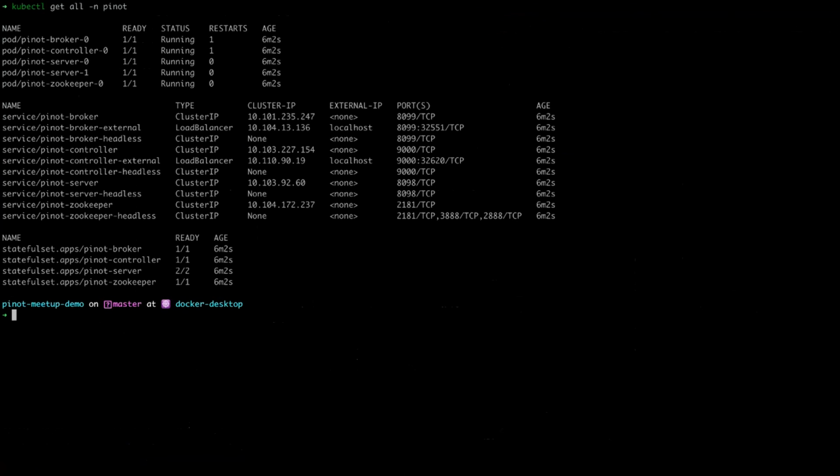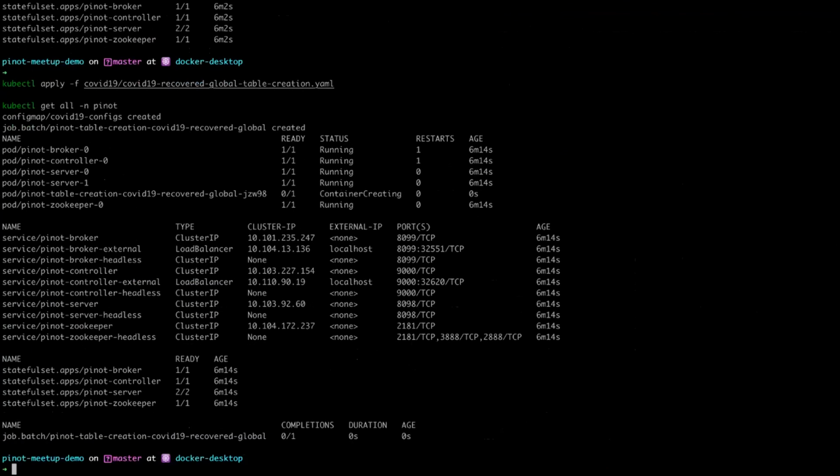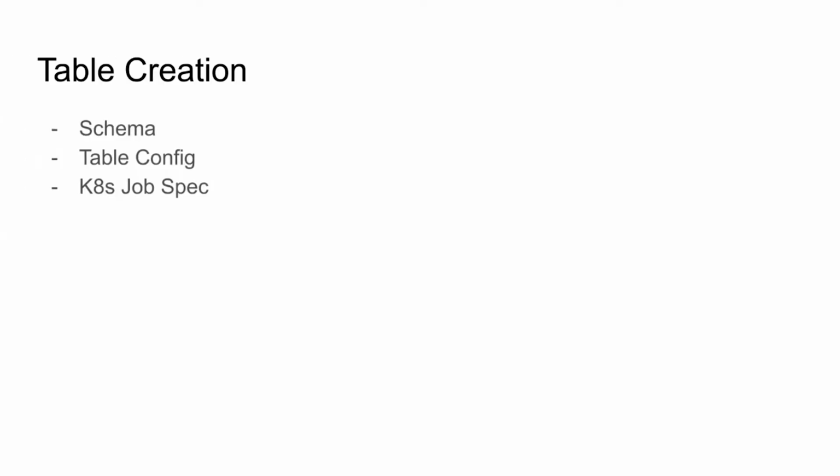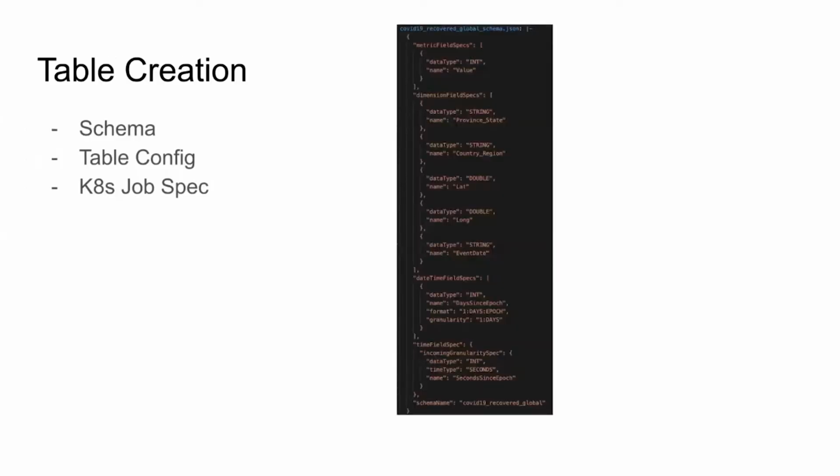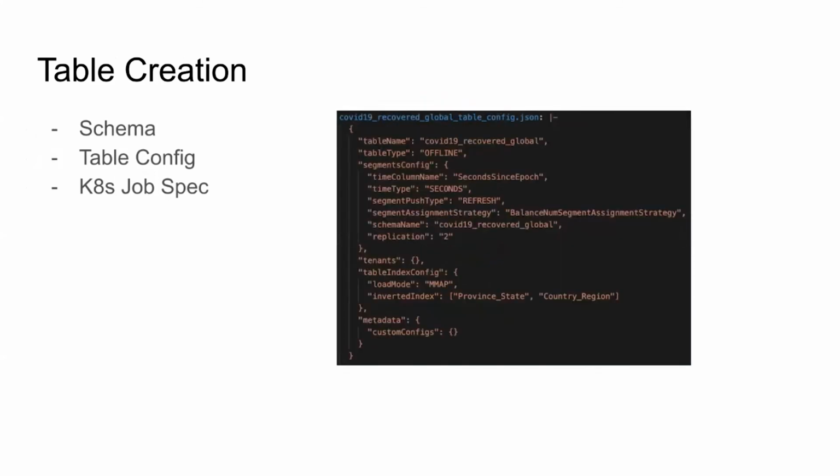Now let's try out more with a demo, and see how the cluster looks. Okay, now everything is running. We are going to first try out table creation. Here, I'm just going to run these two commands. It will create a table called COVID-19 Recover Global. This is to see how the world is progressing in the current epidemic, which caused this virtual meetup. Basically in this job, we defined a Pinot schema, and we have another thing called the Pinot table config.